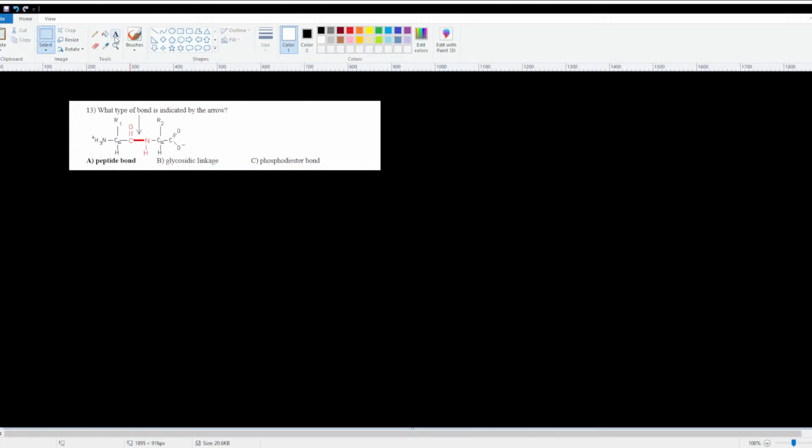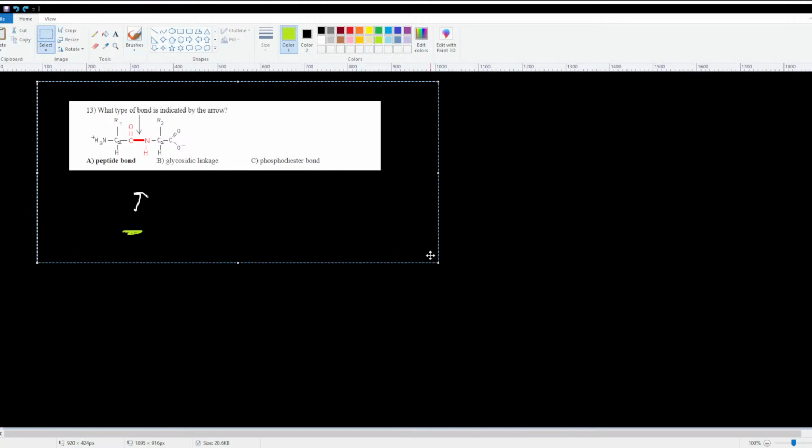Okay, so number 13 is asking, what type of bond is indicated by this arrow? We already went over this. This is a peptide bond. Remember the bright green bond that we discussed when we have carbon connected to the nitrogen. Yes, this is a peptide bond, and you could determine this because phosphodiester, well, there's no phosphorus, right? Phosphodiester occurs between nucleotides, and it's not glycosidic linkage because glyco means sugar, and you don't see any sugars here. So, process of elimination, it's going to be peptide bond.